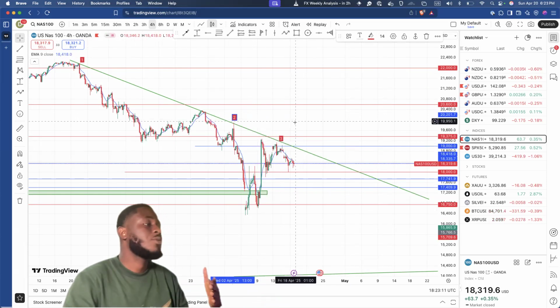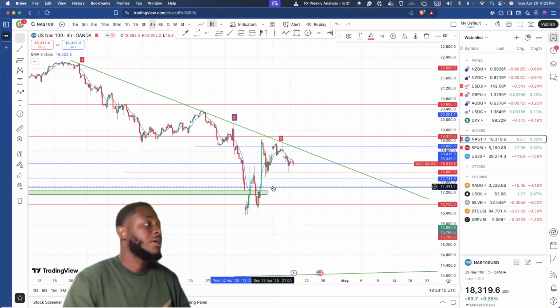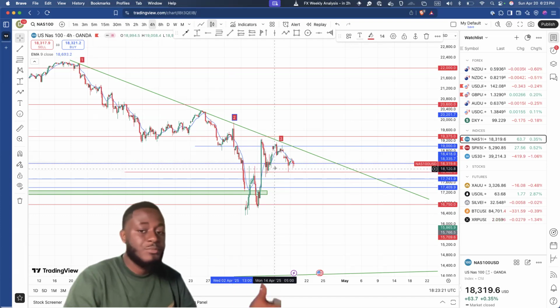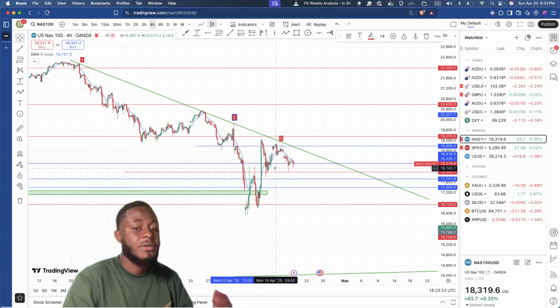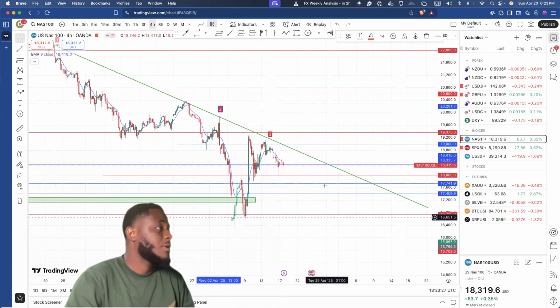So I'm always looking out for a first touch, a second touch, and then a third touch, right? And there's this philosophy that anytime the market touches the trend line for a third time, there is a massive move towards the direction of the trend, right? So I'll continue my analysis.